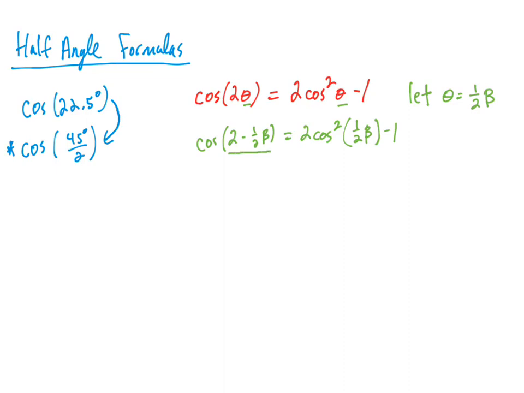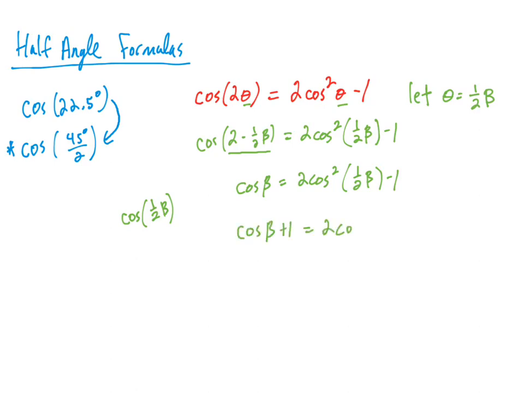On the left, 2 times 1/2 is just 1, so I get cosine of beta is equal to 2 cosine squared of 1/2 beta minus 1. Ultimately, we want to end up with cosine of 1/2 beta. So I'm going to try to isolate cosine of 1/2 beta. I'm going to add 1 to both sides. So cosine of beta plus 1 is equal to 2 cosine squared 1/2 beta. We'll divide both sides by 2.